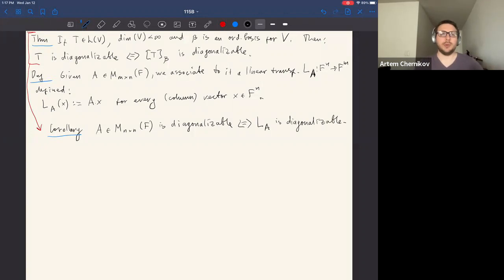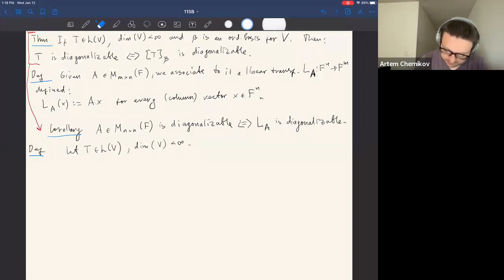All right. So now let me recall the definition of some very important vectors, scalars and spaces associated to a linear operator. So definition one. Assume we have T, as usual, a linear operator on a vector space V, and assume that the dimension of V is finite. These are just the assumptions. So then we define one.